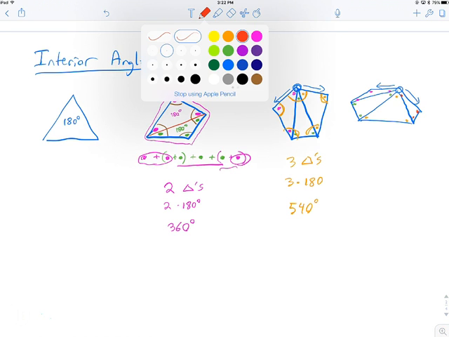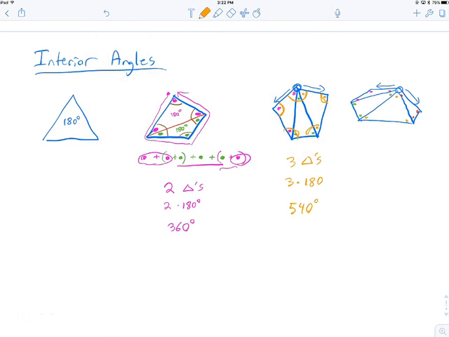But look at this again. If I go ahead and say all of these angles, plus this one, plus these, plus these, plus these, plus this one, that's exactly the sum of the interior angles. That's all 6 angles added up, no extra overlapping, nothing. That exactly equals the sum of 4 triangles, or 4 times 180, or 720 degrees.